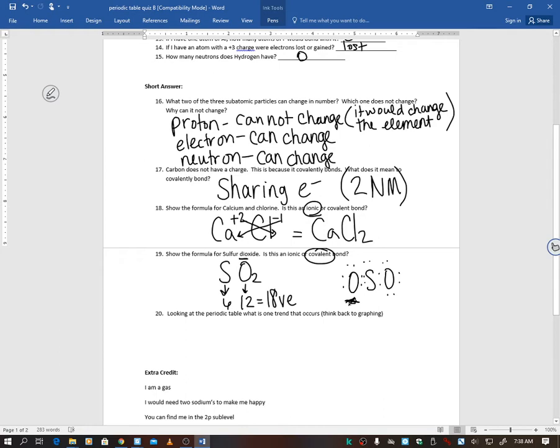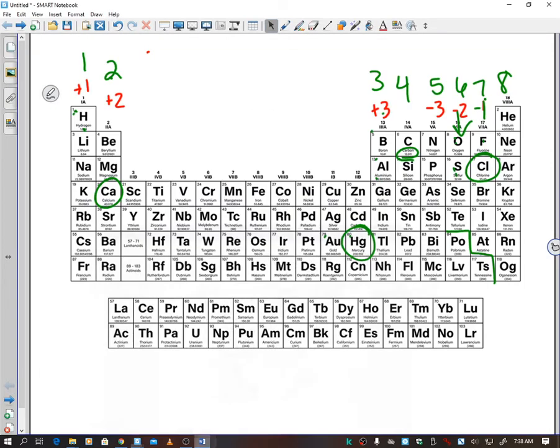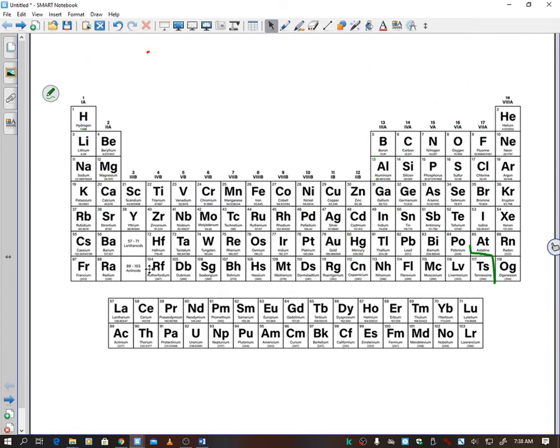All right, number 20, looking at the periodic table, what is one trend that occurs? It says think back to that graphing we did. So I did this and I had them write this on their periodic table. So you can write this on your periodic table, this is fine. After looking at their graphing worksheets, I had them circle francium and write biggest radius.